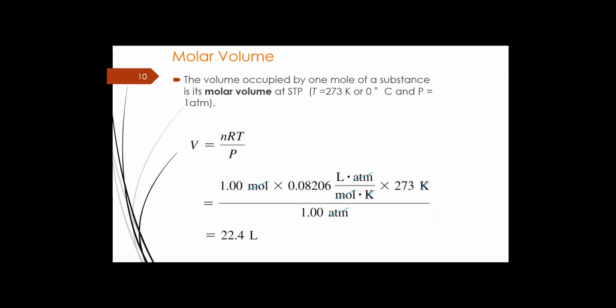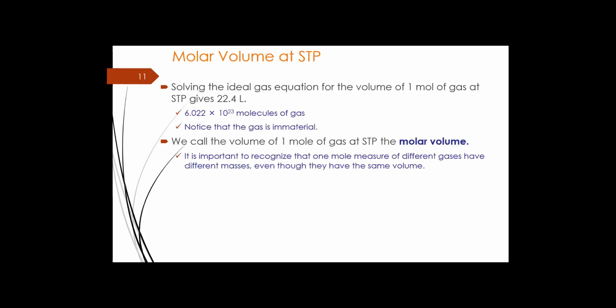Now, we did talk about that at STP, 1 mole of gas always has the same volume, 22.4 liters, no matter what it is. And that's because we're assuming that it all behaves ideally. And so you can get this by solving for 1 mole at STP, so that's 0 degrees Celsius and 1 atmosphere, and we get that 22.4 liters. This is called the molar volume.